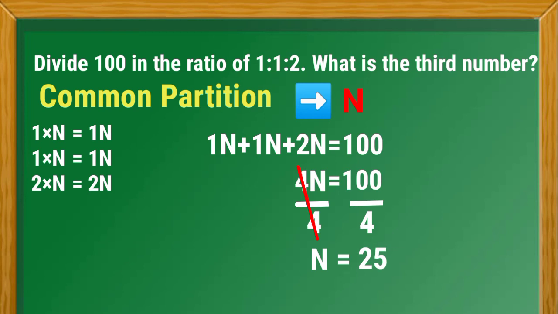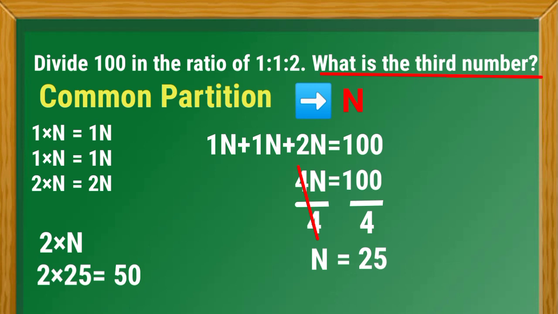Is this the final answer? No, because the question is, what is the third number? And the third number is 2n. 2n is the same as 2 times n. So what are we going to do here now? We have to substitute the value of n. What is n? That is 25. So that will be 2 times 25. 2 times 25, that is 50. So the third number is 50.